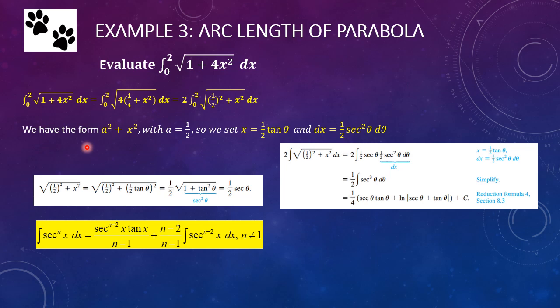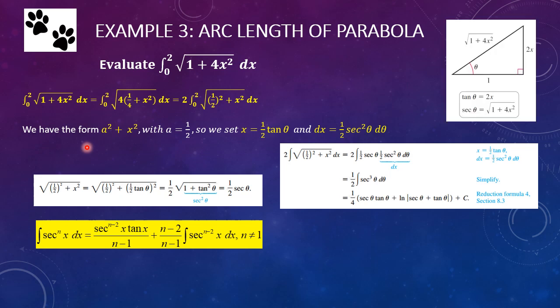Of course, we're not done there, because again, we have to convert this back into x format by building our triangle. Again, we had x equals 1/2 tangent theta. So tangent theta equals 2x, and so that means that tangent theta is opposite over adjacent, so 2x over 1. And then we can figure out the hypotenuse here.